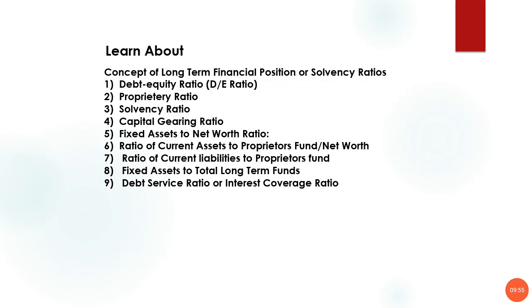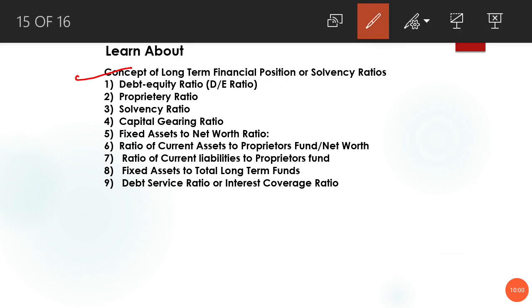Thus, students, today we learned about the concept of long-term financial position or solvency ratio. 1. Debt equity ratio, 2. Proprietary ratio, 3. Solvency ratio, 4. Capital gearing ratio, 5. Fixed asset to net worth ratio, 6. Ratio of current assets to proprietary fund or net worth, 7. Ratio of current liabilities to proprietary fund, 8. Fixed asset to total long-term fund, 9. Debt service ratio or interest coverage ratio.